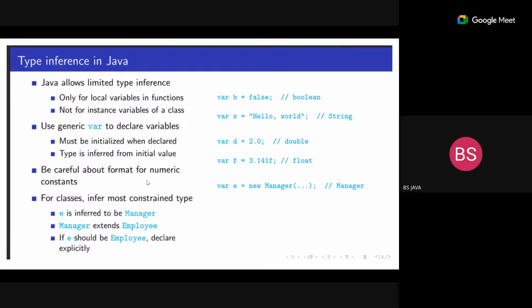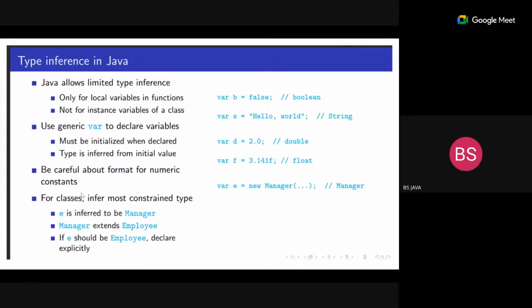Be careful about the format for numeric constants. If you want it to be double, then just don't give anything. But if you want it to be float, then f should be mentioned at the end, and only then will the type be inferred as float.